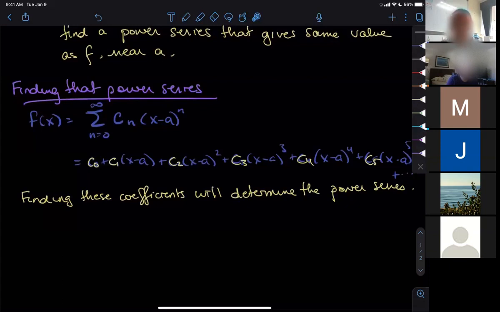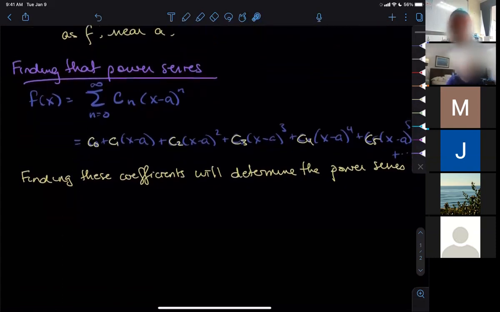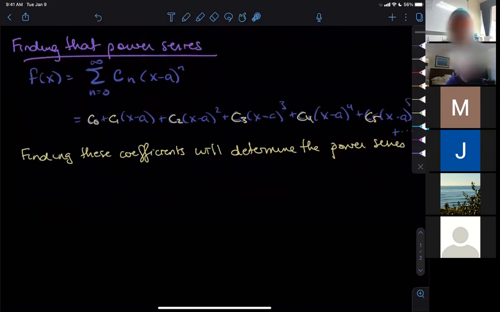So we're sort of going to go back and forth. The first thing we're going to do is just plug in a into f of x. Let me just say x equals a.